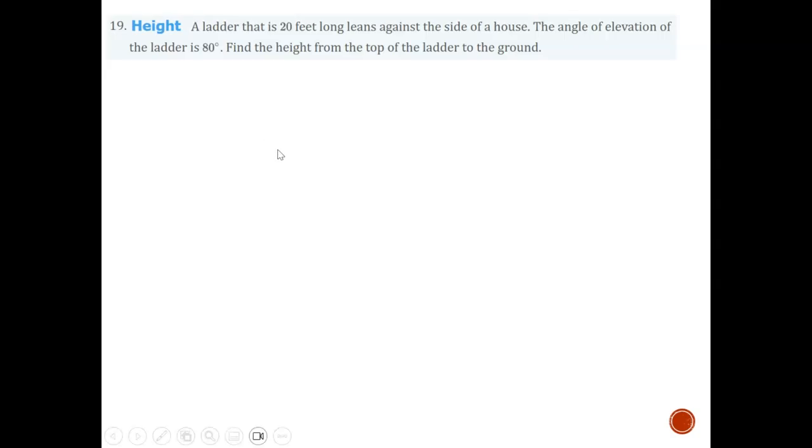Okay, so here's my drawing. Guys, there's like the building, right, or the house. There's my ladder. The ladder is 20 feet, correct? And the angle of elevation, this angle here, is 80 degrees. So we're looking from the height of the ladder to the bottom. So we're looking for this length here on the side of the house. Okay. So we're looking for the x.